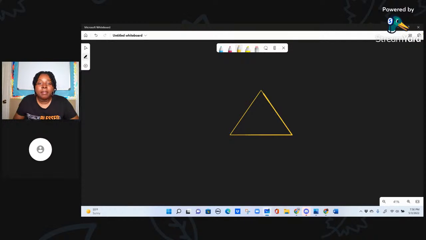So if we have, let's say, 40 degrees and 50 degrees, add them together, and that will give you this angle. So what is this angle? If we add A and B together, what would that be?